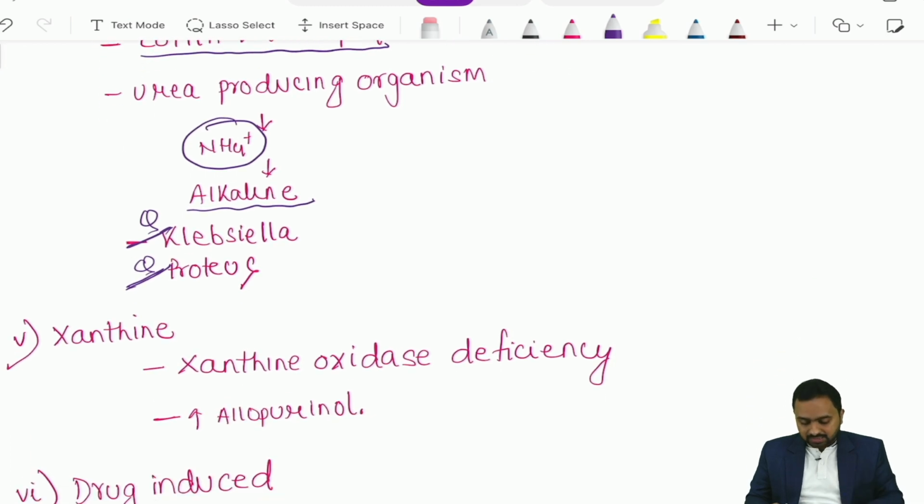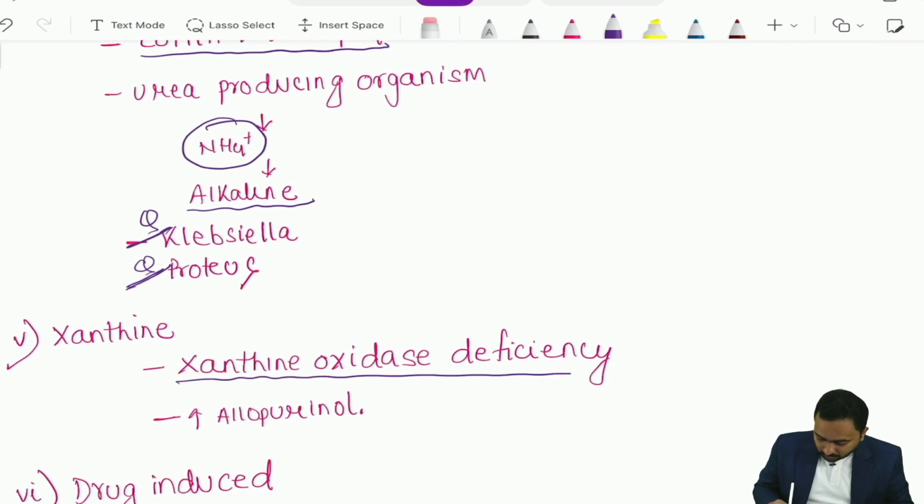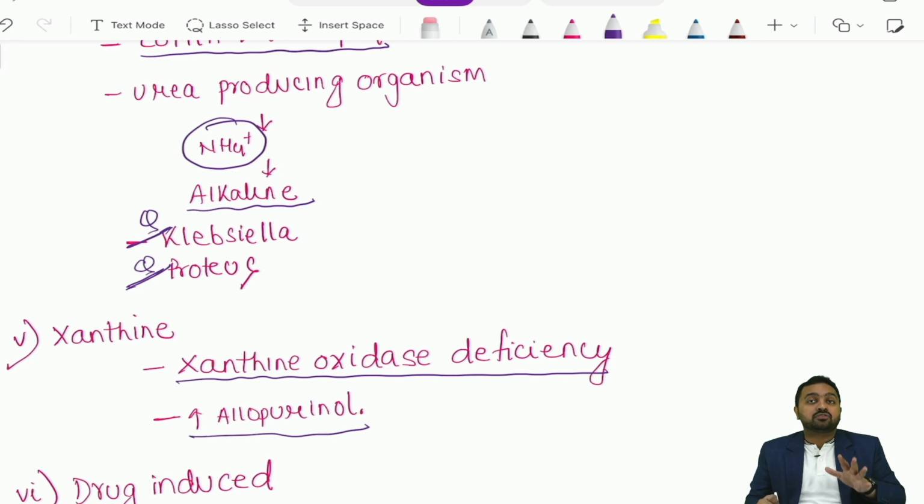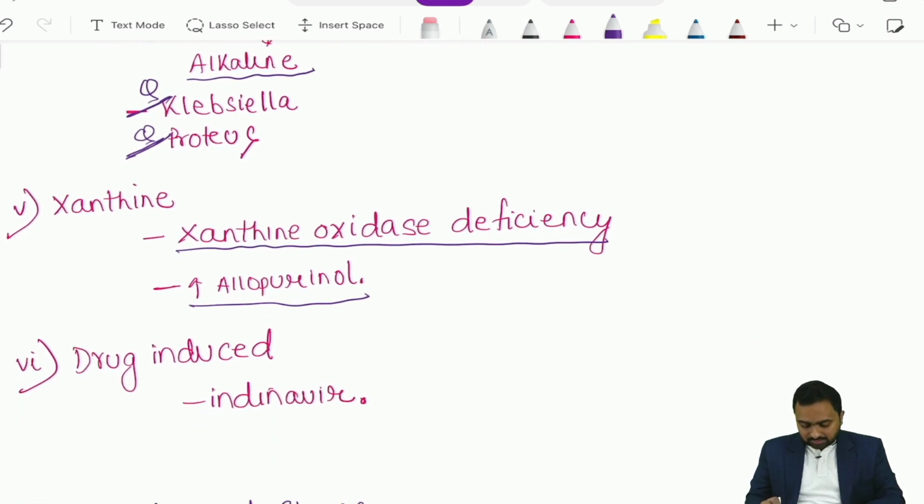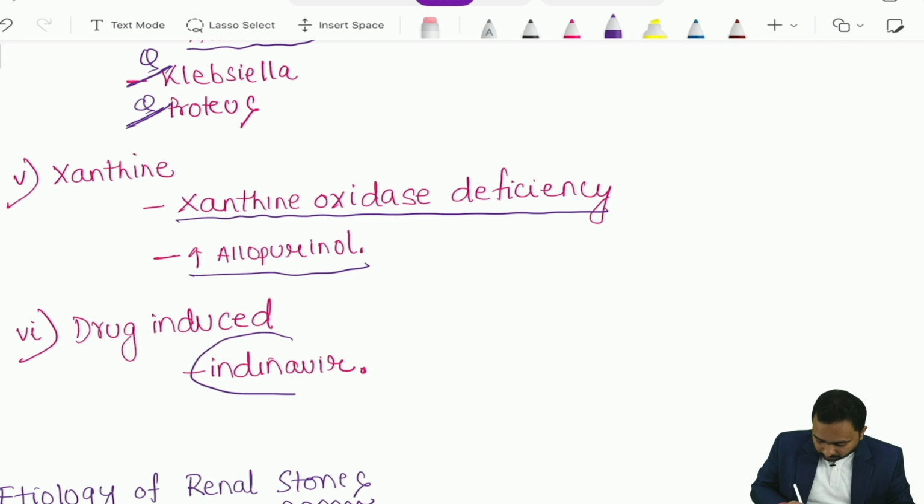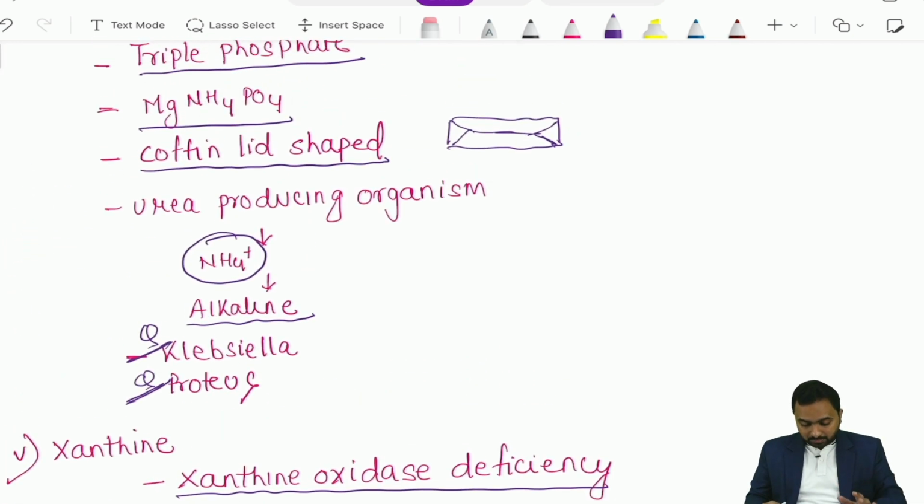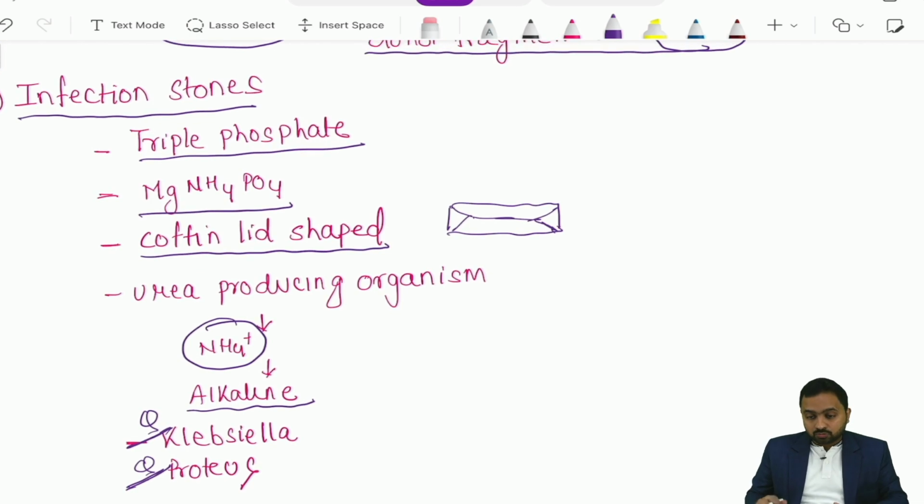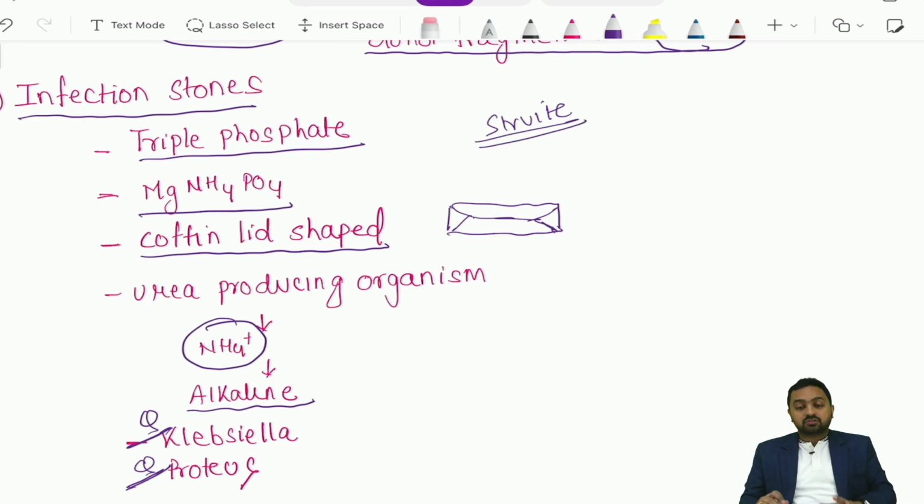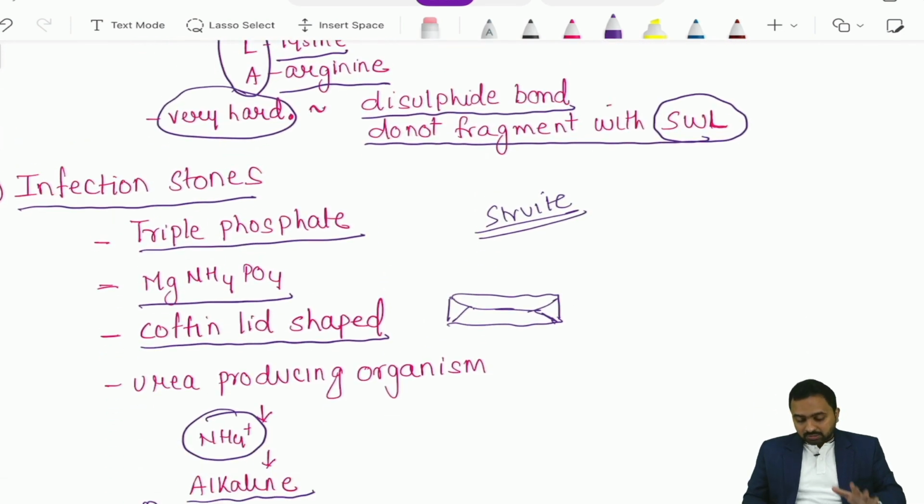Then you have your xanthine stone, which is due to your xanthine oxidase deficiency, because of your increased allopurinol, then your drug induced because of your indinavir. Now, so these stones need to be remembered, right? So, infection stones over here, we have your struvite stones also. Please do remember, which are your ammonium phosphate stones because of your urea producing organism. So, this particular types of stones need to be remembered.